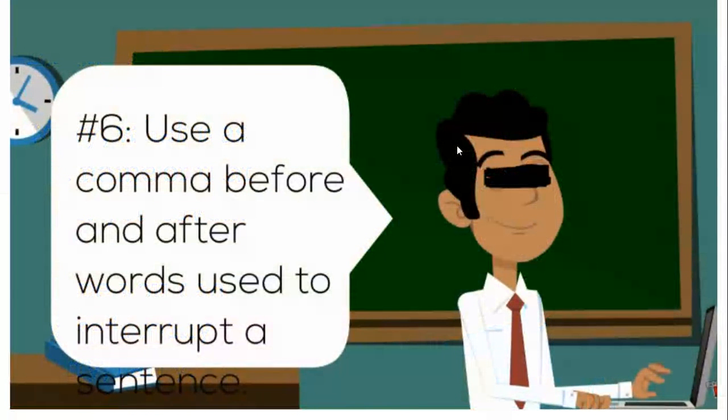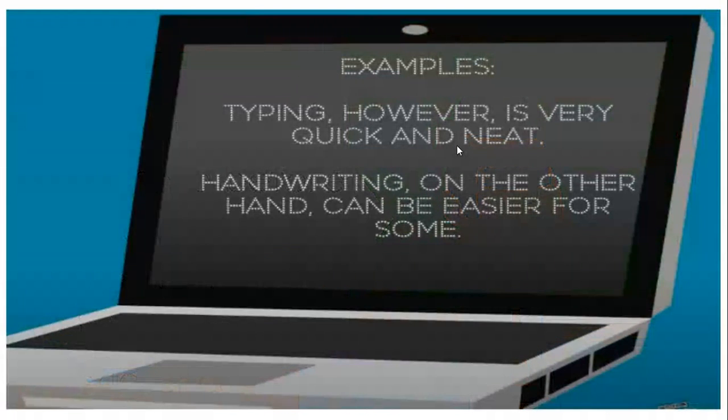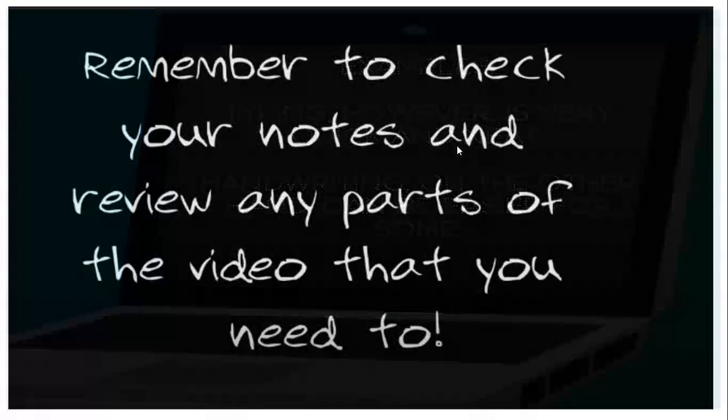Rule number 6: use a comma before and after words used to interrupt a sentence. So the example is: typing, however, is very quick and neat. So the sentence, typing is very quick and neat, is being interrupted by adding in a conjunction, which is however. Handwriting, on the other hand, can be easier for some. So handwriting has been interrupted by on the other hand. That's why we have used a comma after handwriting and after on the other hand.